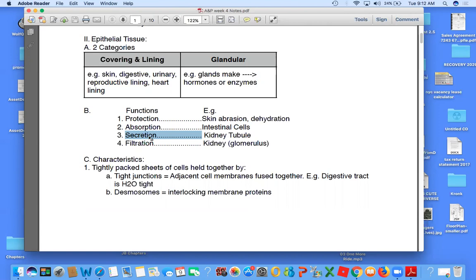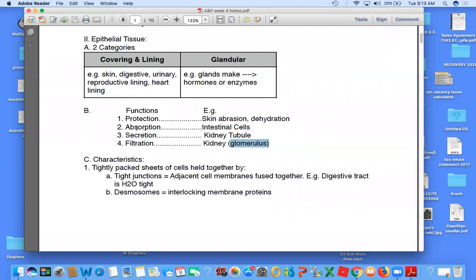Filtration. Filtration means separation based on pressure, right? And these types of tissues often are very thin because like a coffee filter or any type of filter is often very thin with holes in it. Similarly, we say that the glomerulus of the kidney, the ball of capillaries of the kidney, has single cell layers thick that filter out. And obviously the main point of the kidney is to filter.